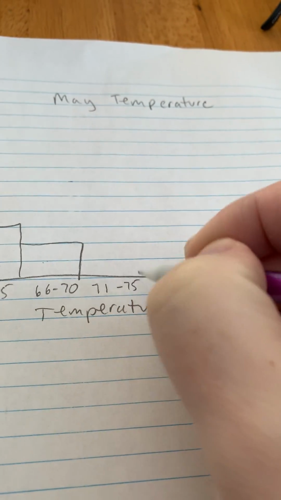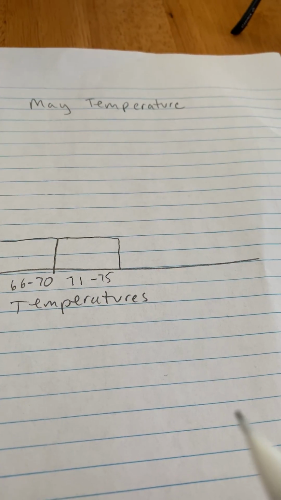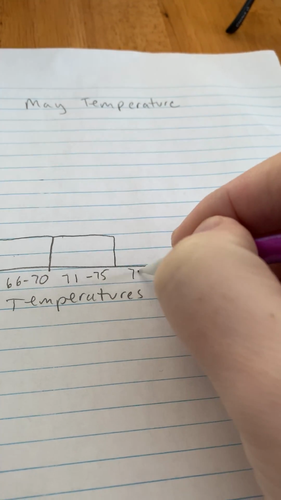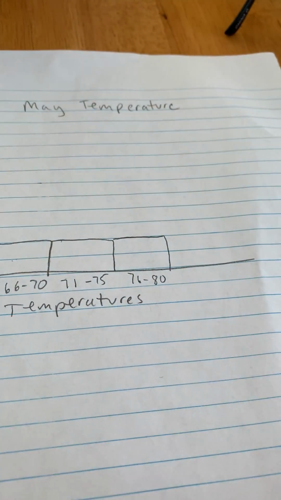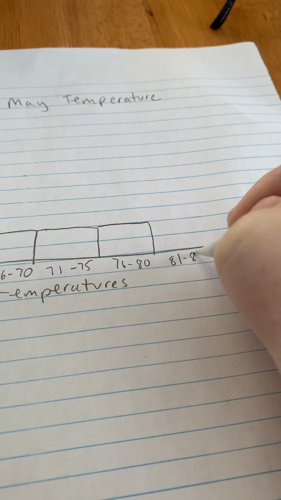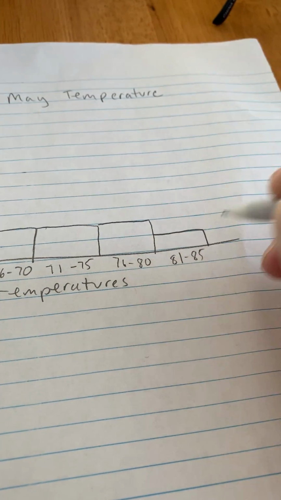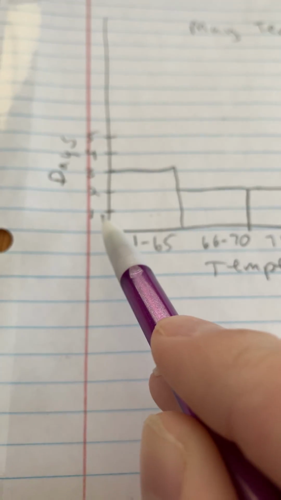My next one is 71 to 75. So I'm going to write 71 to 75, and I'm going to draw my bar for that one. The next one is 76 to 80. Again, there's just 2 days that are 76 to 80. And then next it said 81 to 85. There's only 1 day that's 81 to 85, and that's why I'm making this line across just where the 1 day is.